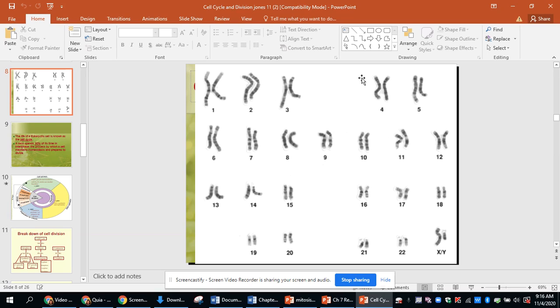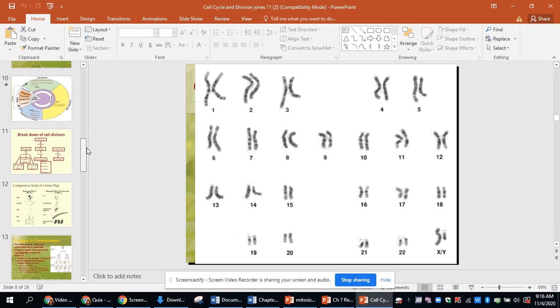Now, if you notice the chromosomes that are paired up, these are called homologous chromosomes because they have the same information on them that you would find in this one from our mom and in this one from our dad. So those are homologous chromosomes.